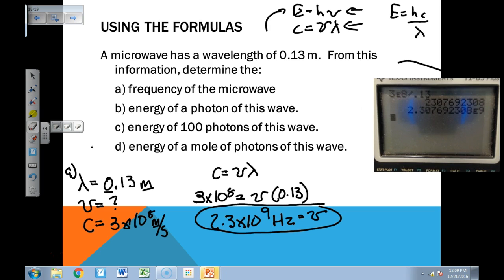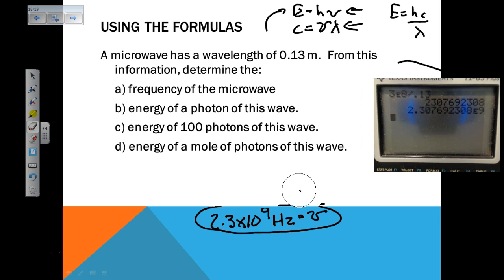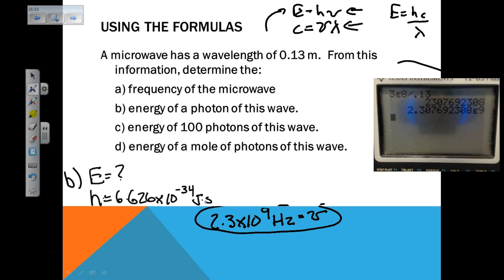And so now I'm going to get rid of this information. That's it. And now I'm going to go for part B. Energy is what we're looking for. E equals question mark. So we need h and we need nu. So h is Planck's constant, 6.626 times 10 to the negative 34 joule seconds. Totally crazy, but that's what it is. And then frequency, we just figured out, is 2.3 times 10 to the 9th hertz.